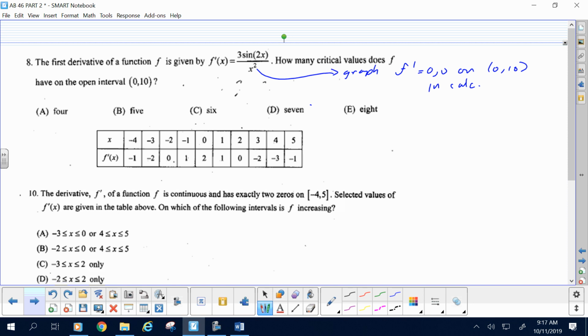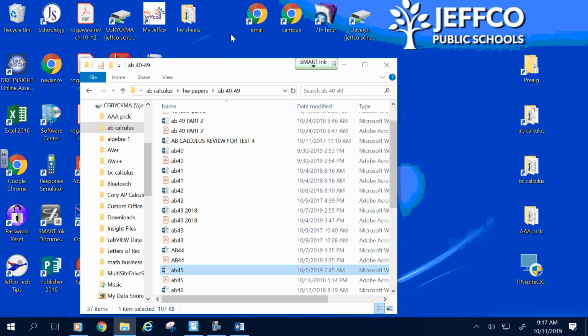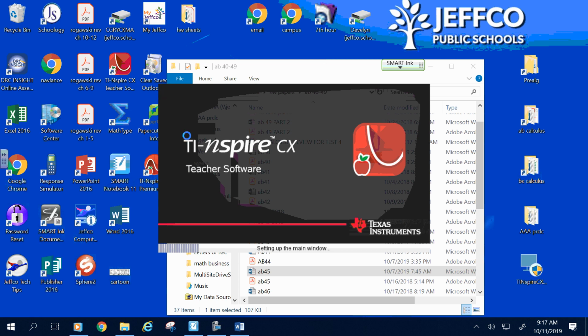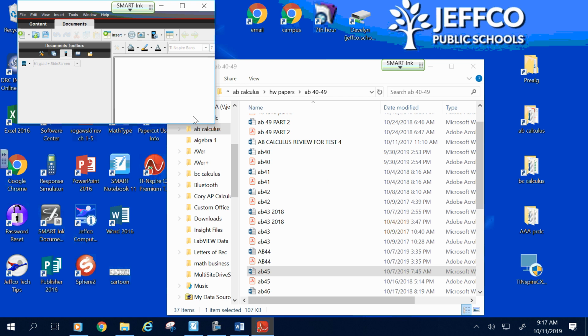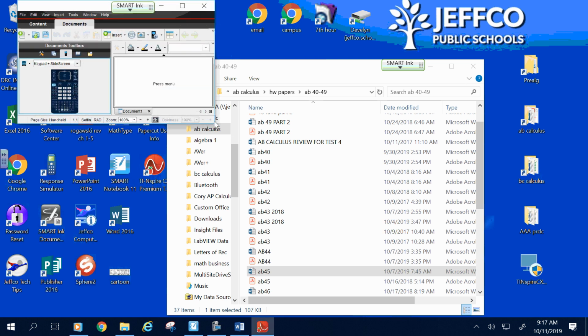Can we graph that, please, and set your window? 3 sine of 2x over x squared. Ay, ay, ay. You guys are the worst. This is the worst class ever. Come on, darn it. 5? Come on, see what you get.